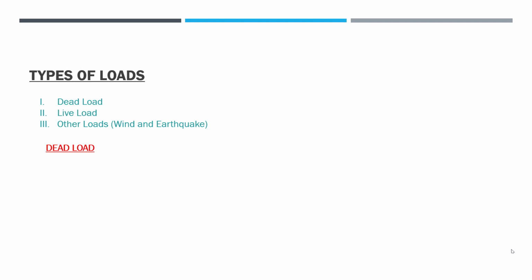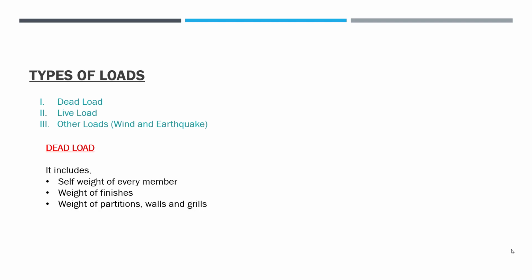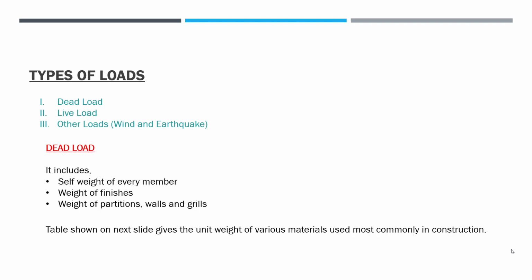So let's move to dead loads. It includes the self weight of every member we are considering in the design, weight of the finishes like floor finishes, and the weight of partitions, walls and grills. The table shown on the next slide gives the unit weight of various materials used most commonly in the construction.